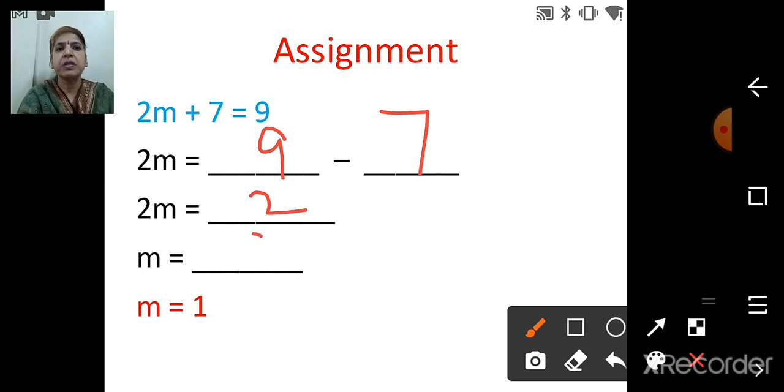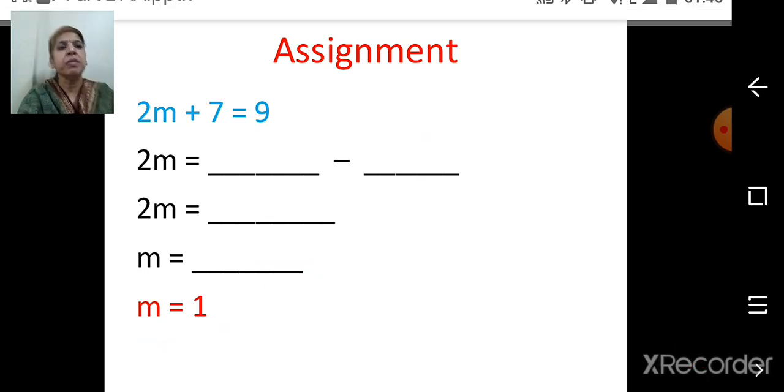Therefore m is equal to 2 upon 2. This 2 has also gone to the other side as division. So m is equal to 2 upon 2. Now 2 upon 2 is 1. m is equal to 1.